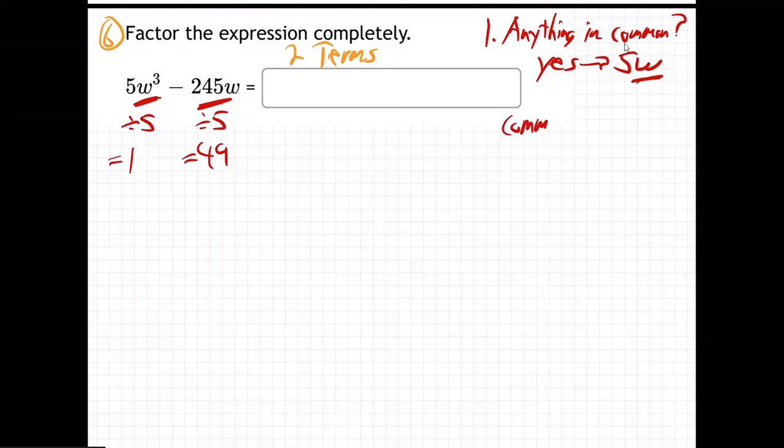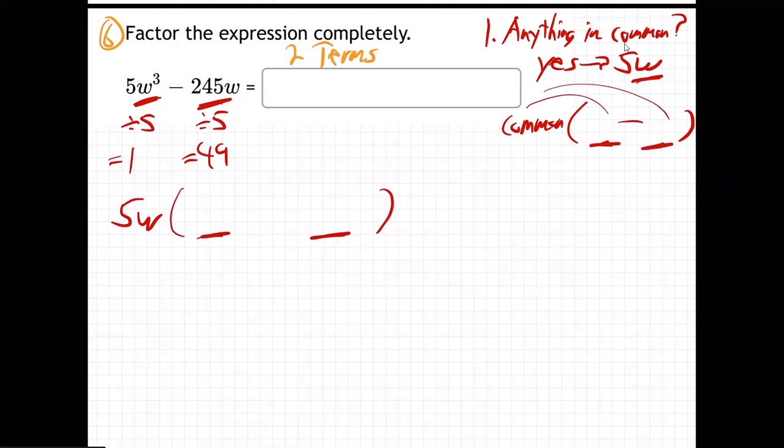You put the common part in the front and you put one big parenthesis. So I'm going to put the 5W. It's not just 5 again, it's 5W. They have 5 and W in common. One big parenthesis. Two terms. You remember how this works? Like the two terms, and you put the minus in the middle so that it would multiply and go back, you know? So minus in the middle here.